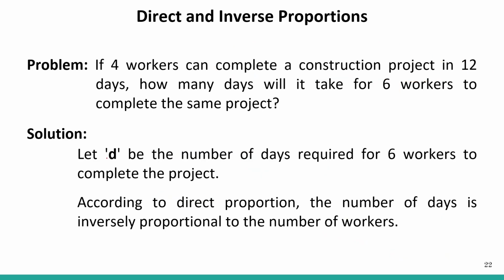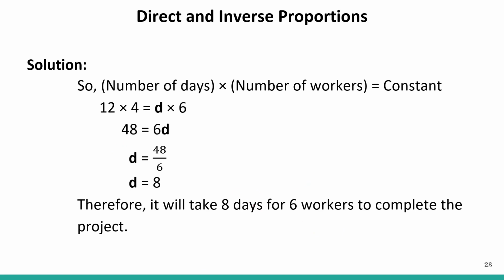Okay, so let's see a step-by-step solution. Let D be the number of days required for 6 workers to complete that project. According to the proportion, the number of days is inversely proportional to the number of workers, right? As the number of days increases, the number of workers decreases, and if the number of workers decreases, the number of days increases. So 12 into 4 is equal to D into 6, that is, the number of days into 6.